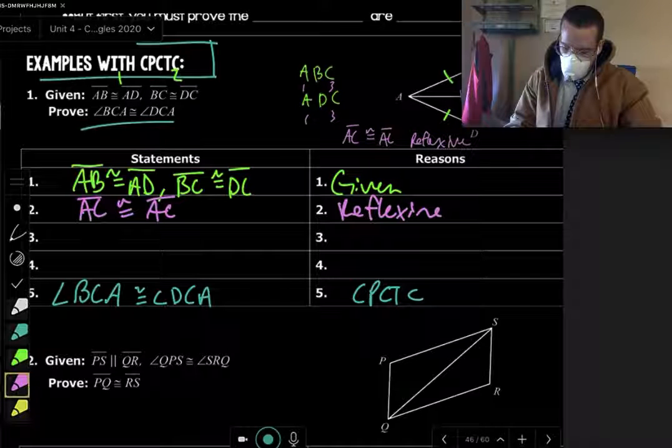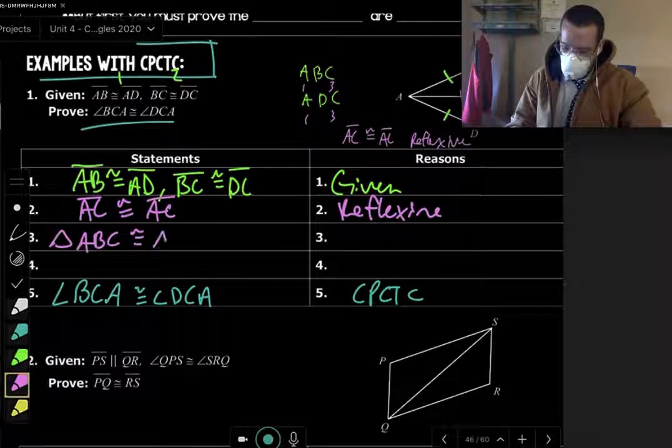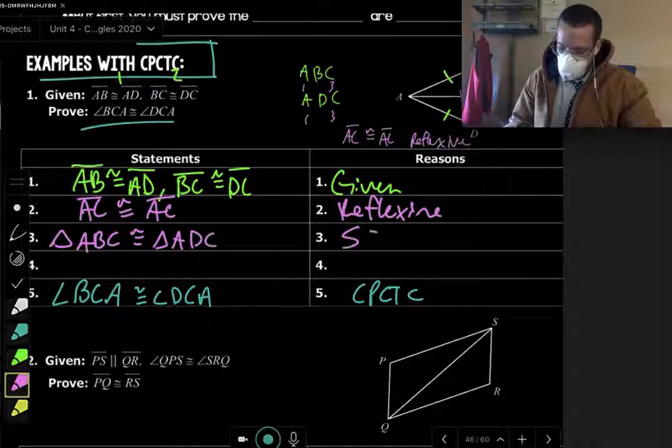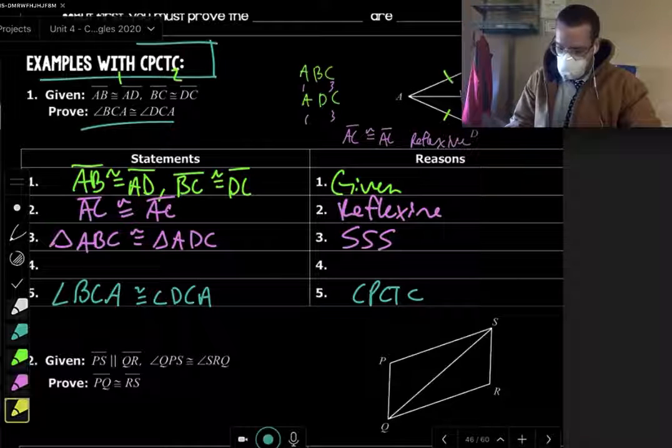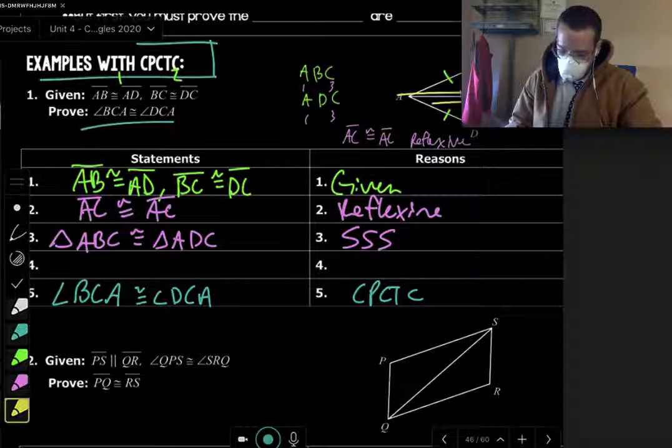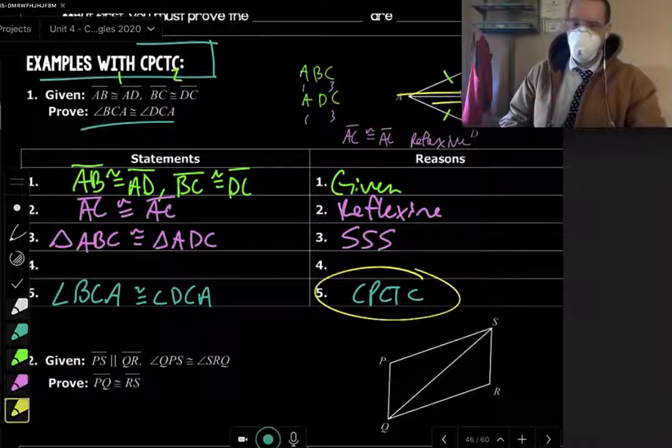And then we have our triangles, ABC is congruent to triangle ADC, and this is because of side, side, side congruency. And if two triangles are congruent, then we know that all their parts have to be congruent. So that means that angle C, these two angles are congruent because CPCTC.